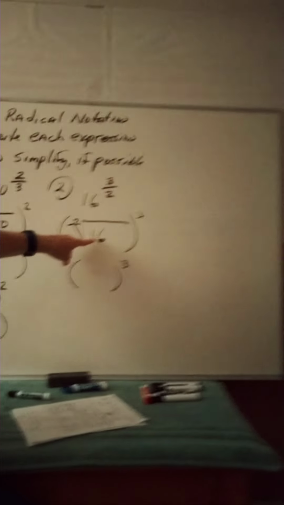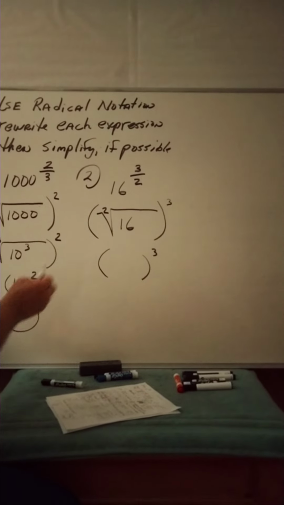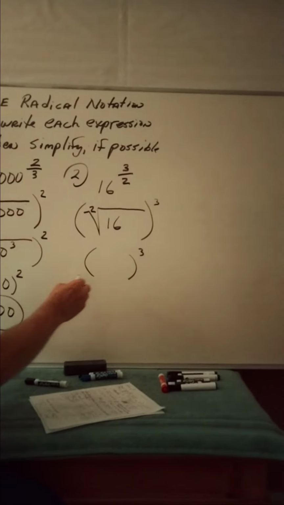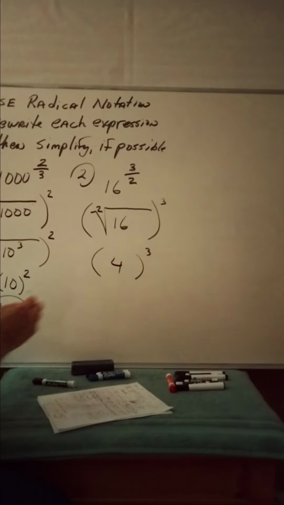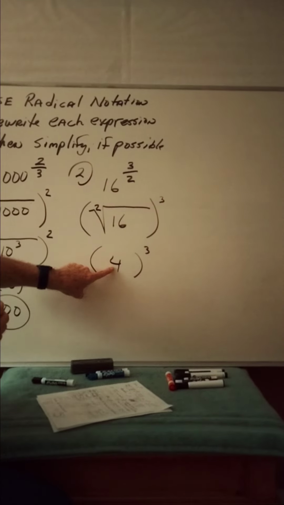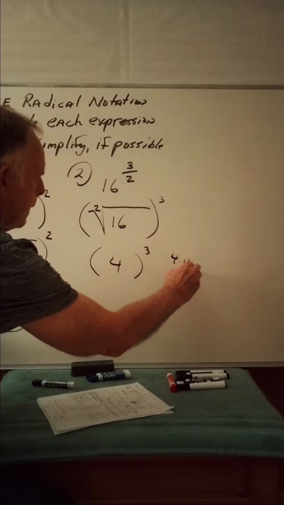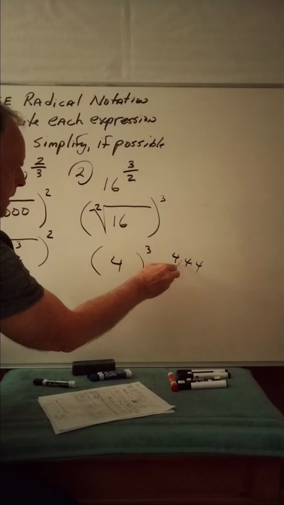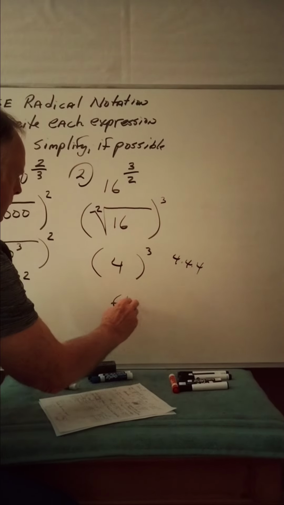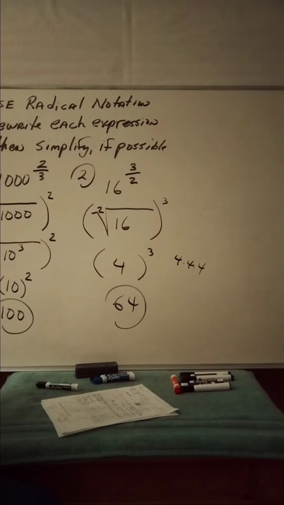The square root of 16. We don't need to do anything with 16 to make this thing easier. That's 4. And then we take this base of 4 and take it to the third power. That's 4 times 4 times 4. That's 16 times 4. Done. Answer of 64.